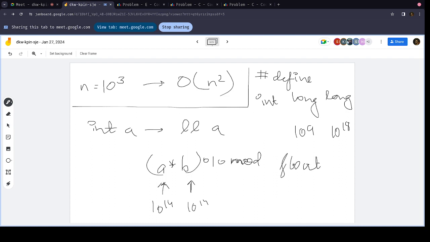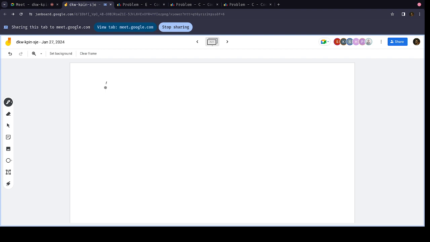If you have read about this IEEE format for storing float, you will see that a float is always stored in something like this: 1 plus 1 by 2 plus 1 by 4 plus 1 by 8.